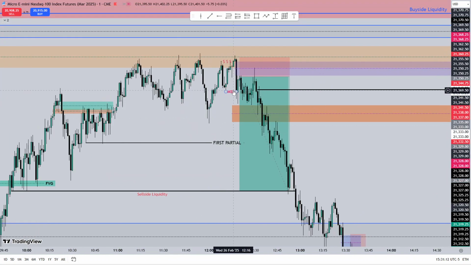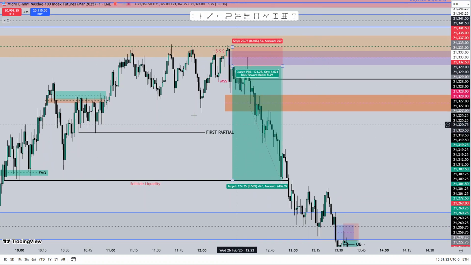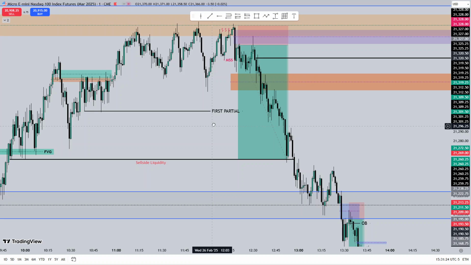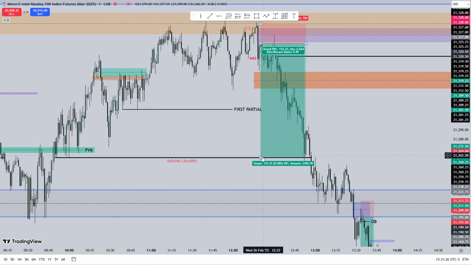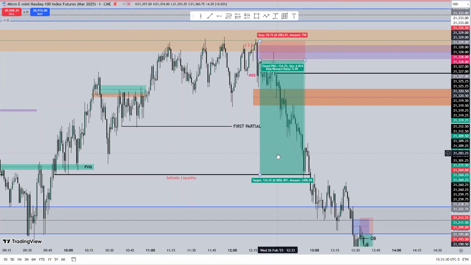Then I can see the market structure shift. It's also a 22 YT model. Market has taken some liquidities over here. I took my entry from here, and my first partial was here, and I took my target profit over here, and this was nearly about 124 handle.